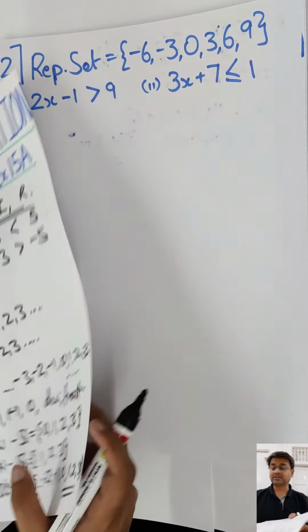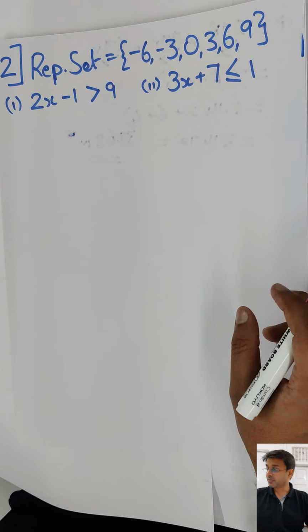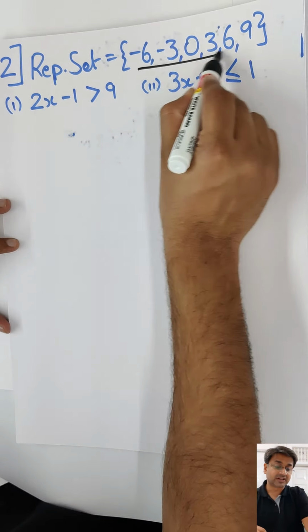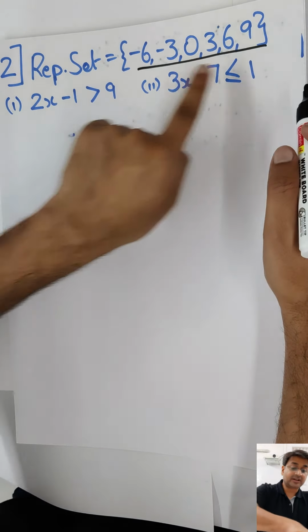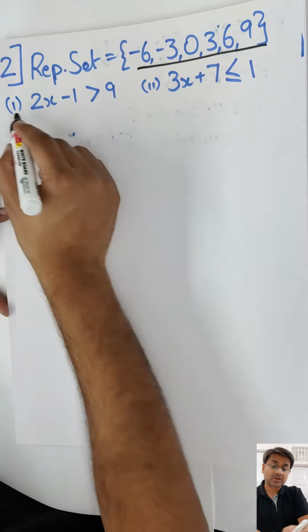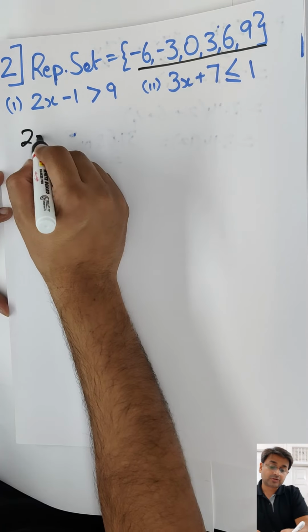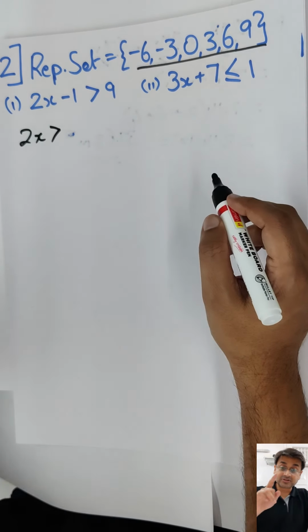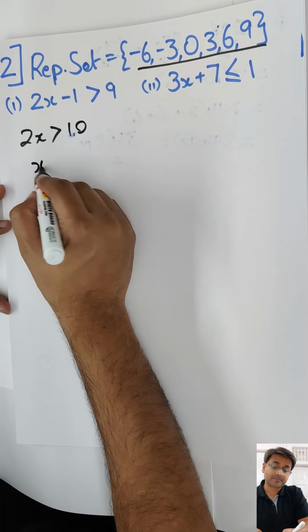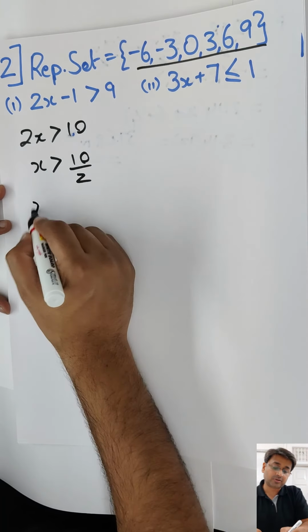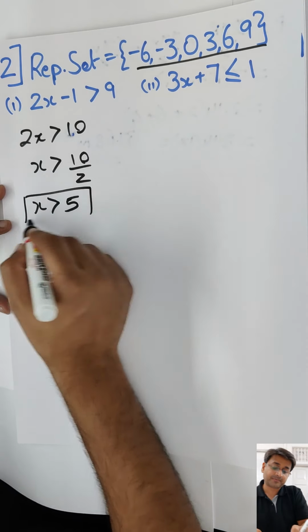Let's go with the next one, sum number 2. They have given you the replacement set this time. It's not W, N, I or R. The replacement set is a designated set of numbers. So hit the first one. So 2x. Pause the video, come on, and try it on your own. So 1 goes on the other side, 10. So x is greater than 10 by 2. So x is greater than 5.